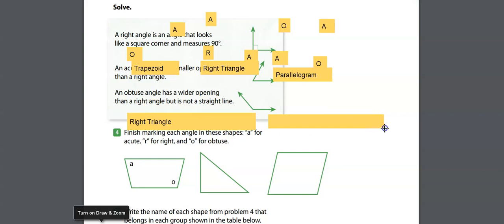And I see that my trapezoid has 2 acute angles and 2 obtuse angles. And I also see my parallelogram has 2 obtuse angles and 2 acute angles. So I will put them in this column right here. So make sure you write this down in your packet.